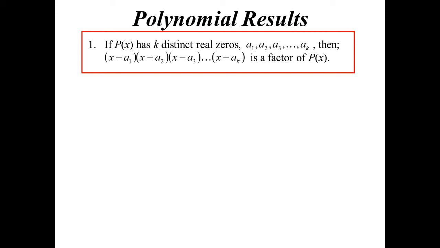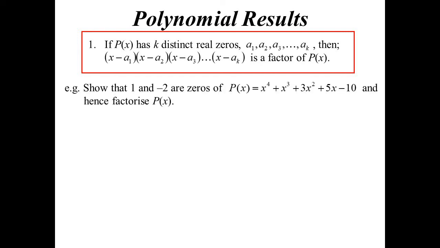If we know a polynomial has k distinct, that just means different, zeros, we'll just call them a1, a2, a3 up to ak, then it must be able to be factorised as x minus a1, x minus a2, x minus a3. In other words, there'll be a linear factor for each one of those solutions. We know that via the factor theorem.